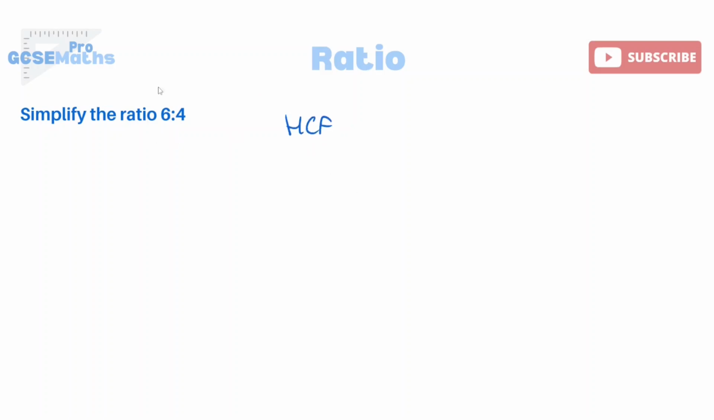So in this case, they're obviously a lot smaller numbers, so it's a little bit easier. The only number that divides into both is 2. So I'm literally just going to divide both sides by 2. So obviously 6 divided by 2 is 3, 4 divided by 2 is 2. Now, that is our answer. We can't simplify it further in this case because we want to have whole numbers in our ratio. 3 and 2 are whole numbers.